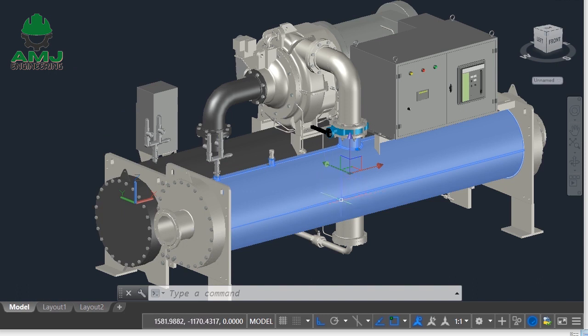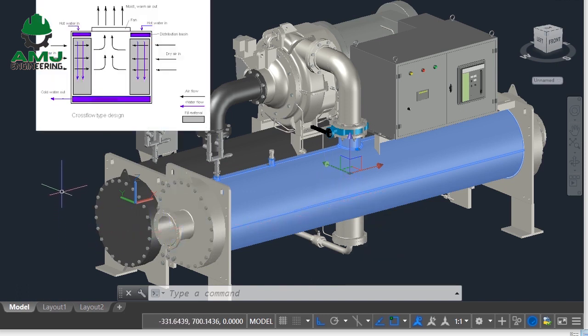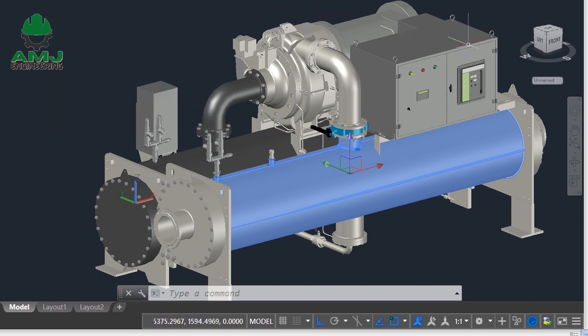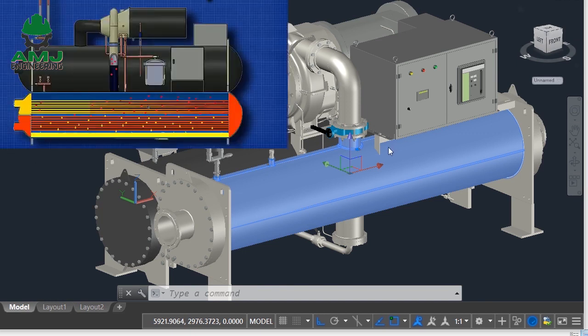Hot water leaves the condenser and enters the cooling tower. And due to the evaporation process taking place in the cooling tower, the water leaves the cooling tower and enters the condenser at a lower temperature. The cycle then repeats itself. It is important to know that the refrigerant and the water do not mix together, they are kept separated by the pipe wall. This is a shell and tube section of the condenser where the water flows inside the tubes and the refrigerant flows on the outside.